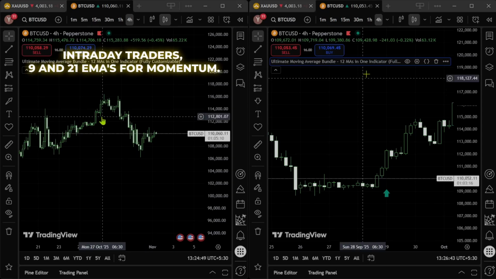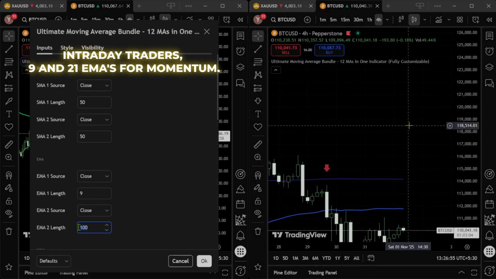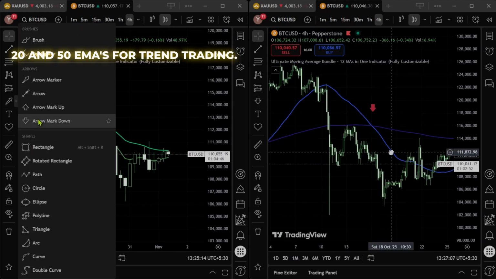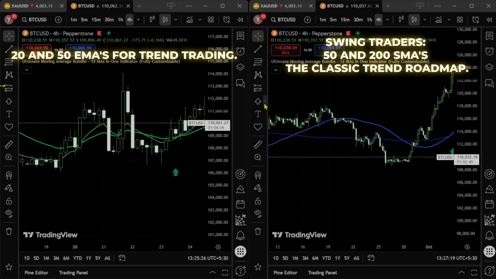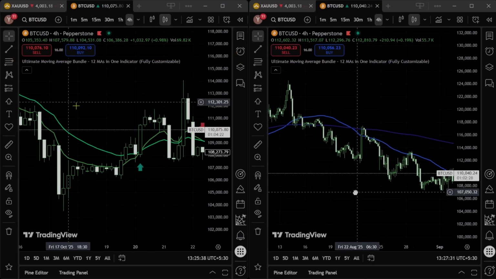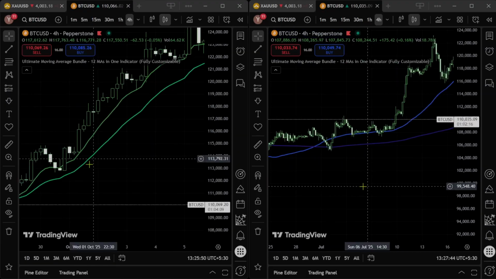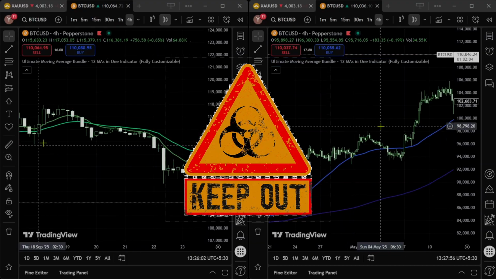For intraday traders, popular EMA combinations are 9 and 21 EMAs for momentum, 20 and 50 EMAs for trend trading. For swing traders, 50 and 200 SMA, the classic trend roadmap. If the moving averages are stacked neatly and aligned, the trend is strong. If they're tangled, stay out. No trend, only chaos.